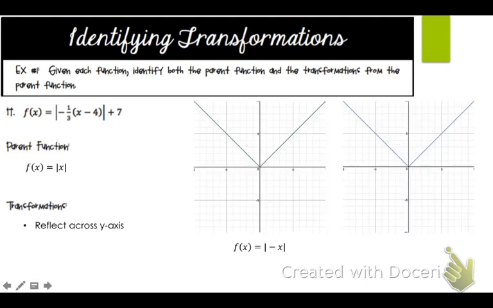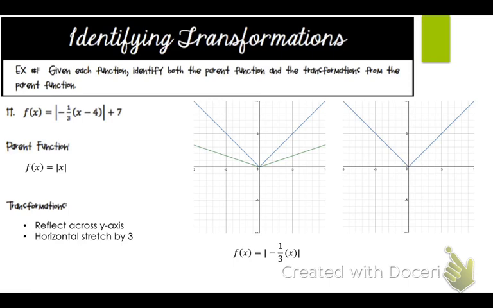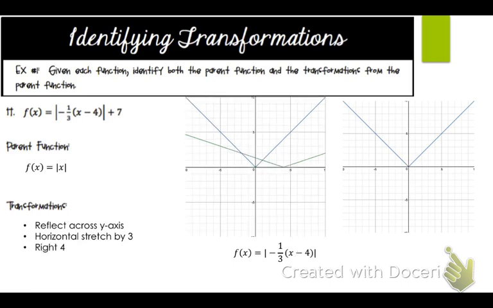That negative on the inside reflects it across the y-axis. But notice that didn't really change anything for our graph because it's the absolute value, so that's not going to change anything. That 1/3 is going to horizontally stretch it by 3. Flip it. Minus 4 is going to move it right 3. Plus 7 is going to move it up 7.